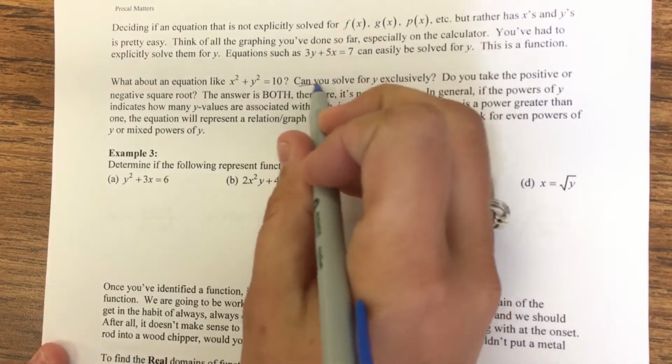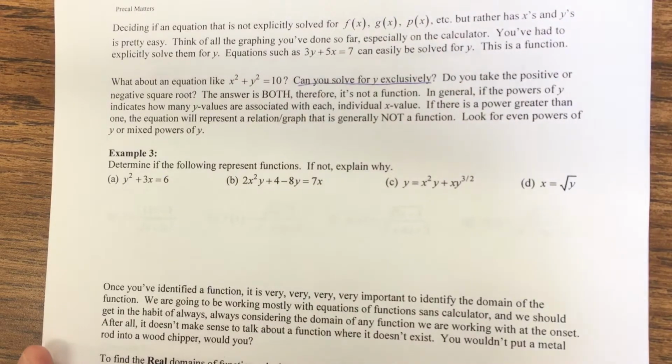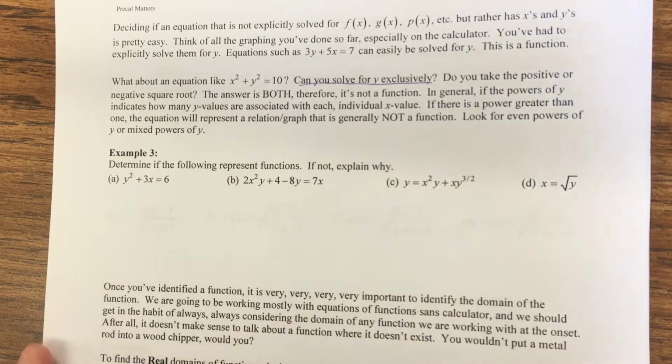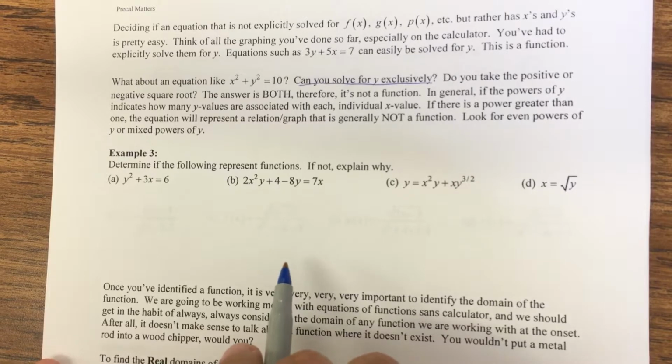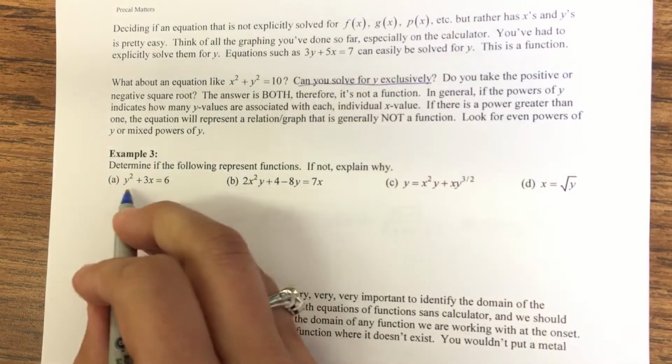If you can solve for y exclusively and only get one answer, then you have a function. But if you could plug in an x value and get two answers, usually this only happens with square roots, then you won't have a function. So let's take a look at example A.